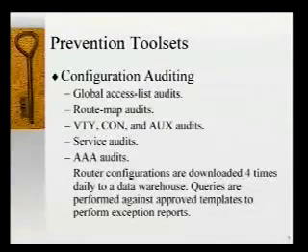Route map audits, same thing, VTY, con, and aux. We have a standard template, VTY access list 1 for Telnet, access list 2 for SNMP. Make sure those are audited 4 times a day. Make sure they match the provisioning database. Service audits. Make sure that services are shut down. No reason to run a web server on your router. AAA audits. Make sure that every router is doing TACACS. Make sure that nobody's tampered with the TACACS configurations.